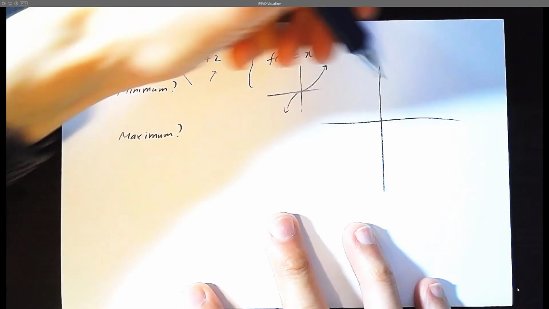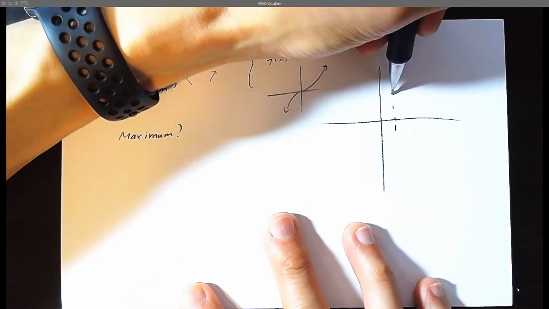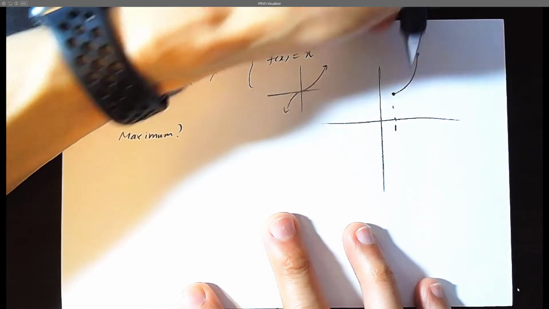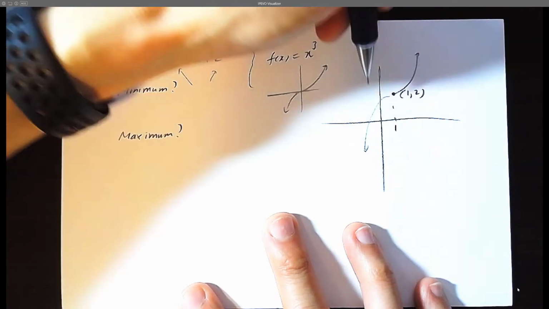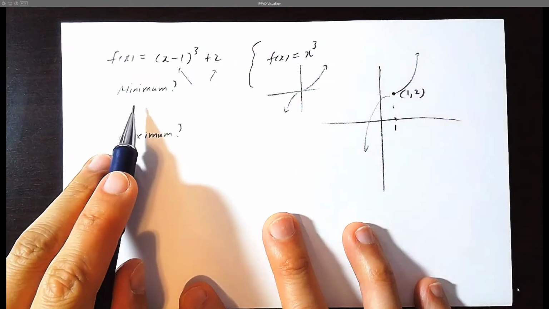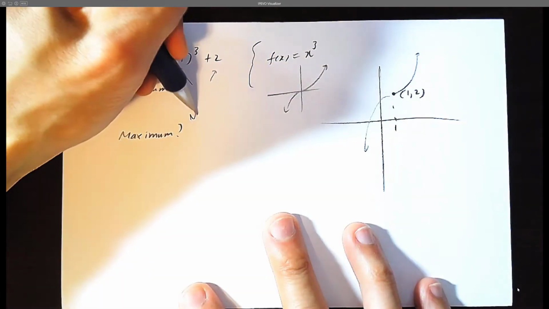So right away, 1 unit to the right would go this way, and 2 units up would go up this way. This would be the point of inflection up here. The point of inflection would occur at (1, 2). So there is no minimum or maximum for this function here. None.